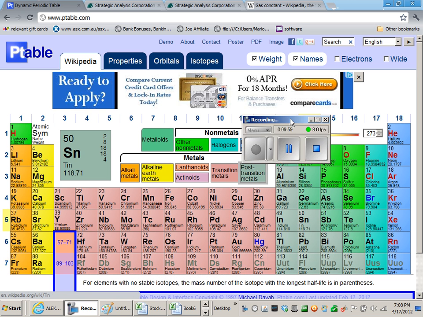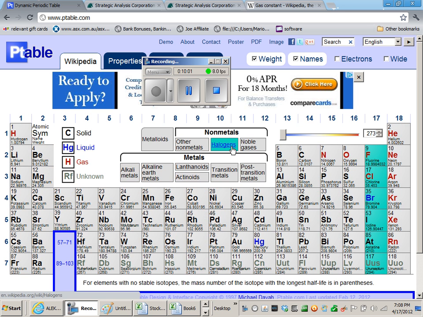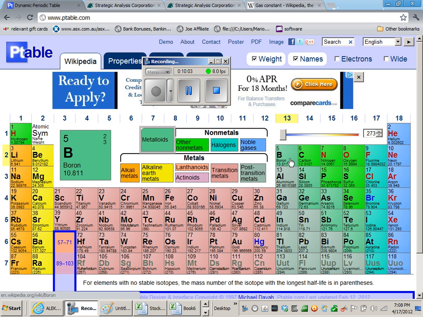So understanding where things are in the periodic table really helps you figure out what kind of bonding is involved in a compound. It's also important for naming and being able to convert an element to its ion and being able to figure out what a formula is from the name of a compound.